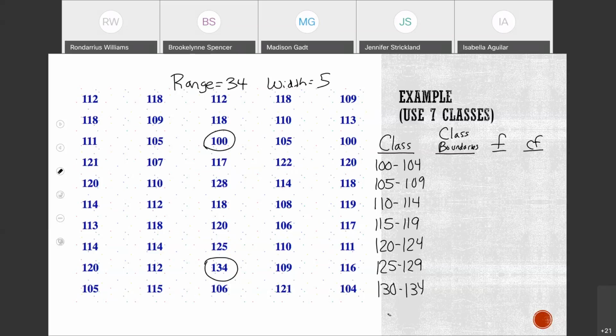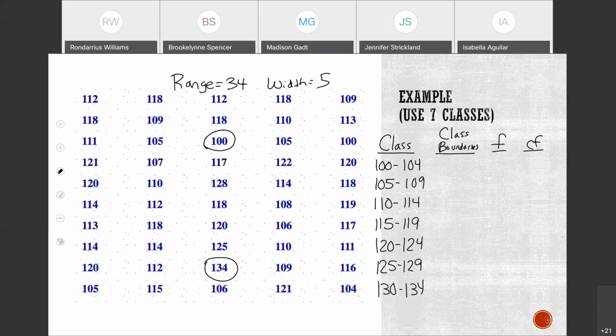All right, that's the hardest part, yes. How do we know when to stop? Like, I know we stopped at 130. 7 classes, right? So 1, 2, 3, 4, 5, 6, 7. Okay. All right, anything else you guys need to ask? Okay. All right, so let's see if we can finish it up.